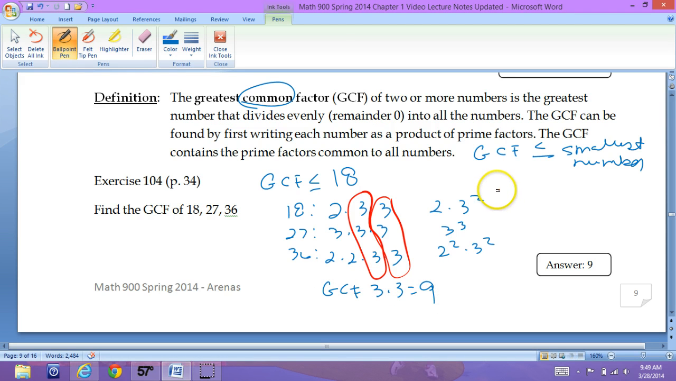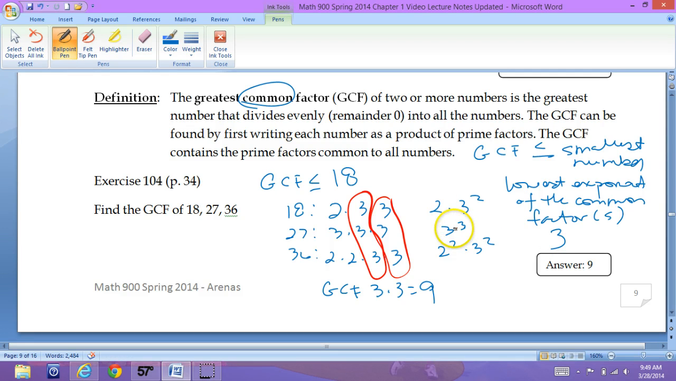Over here, you want to take the lowest exponent of the common factor. Factors. So what are the common factors here? 2 is not a common factor, again, because 27 doesn't have a 2. 3 is certainly a common factor. We're taking the lowest exponent. We have a 2, we have a 2, and we have a 3. Which one is the smallest number of those? Well, just a 2. And that also gives us a 9.